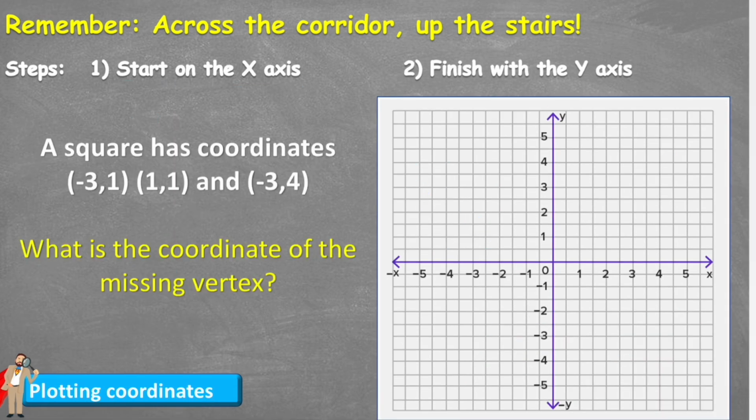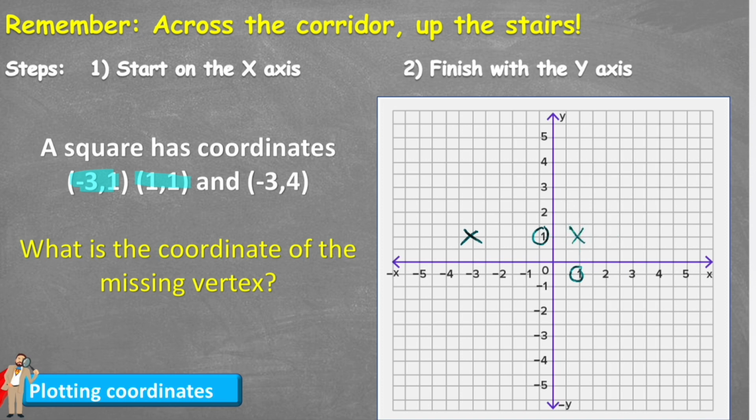Something else that we can do by plotting on a graph is to find a missing coordinate of a shape. This is a very common exam style question that says a square has coordinates -3, 1, 1, 1, -3, 4. What is the coordinate of the missing vertex? Vertex being the corner. Well, let's plot our 3 coordinates that we've got. -3 and 1 would be here. Therefore, joining these 2 lines would look like that. Mark the cross. That would be my first vertex. Second one is 1 and 1, positive 1 on both axes, so positive 1 on the x, positive 1 on the y, link them up, and our cross would be just there.